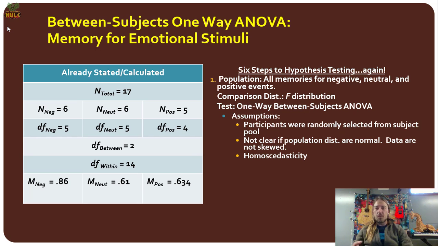Our within groups degrees of freedom is simply the sum of all of our individual group degrees of freedom. So the 5, the 5, and the 4 gives us a 14. We have our three means for each of our groups, and so we've got all those data sitting in the table right over there to the side.